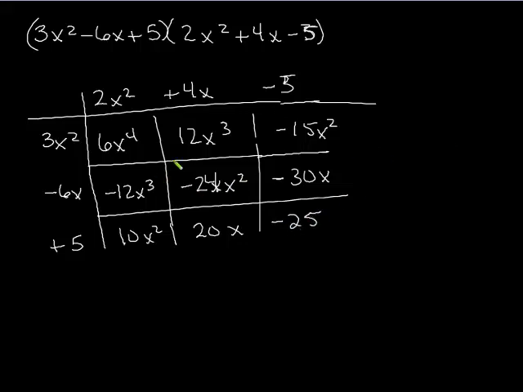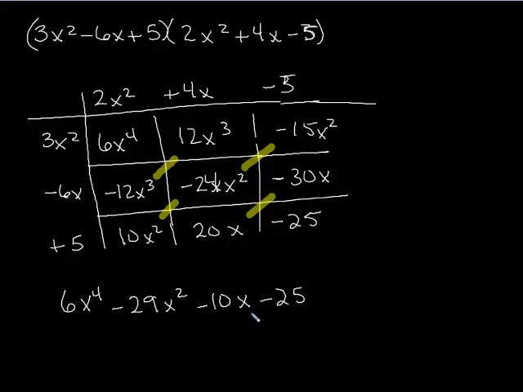My like terms are still going to show up on the diagonals. So I have 6x to the 4th, negative 12 and positive 12 cancel. 10 minus 24 minus 15. 20 and negative 30. And then negative 25. So the table method actually was more accurate for me because I see that I made a mistake on my signs somewhere here because I got a 50 here before, not a negative 10. And it should be a negative 10.